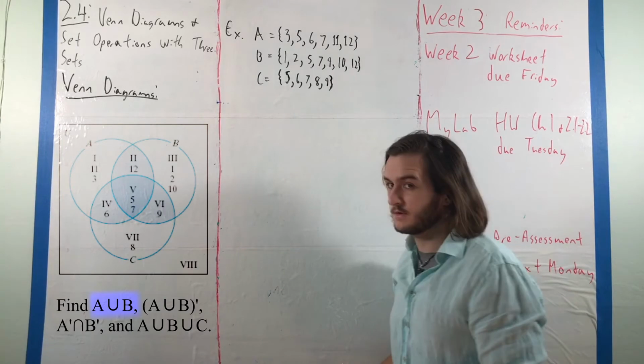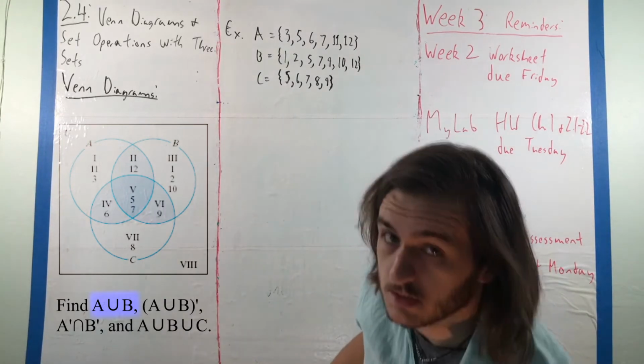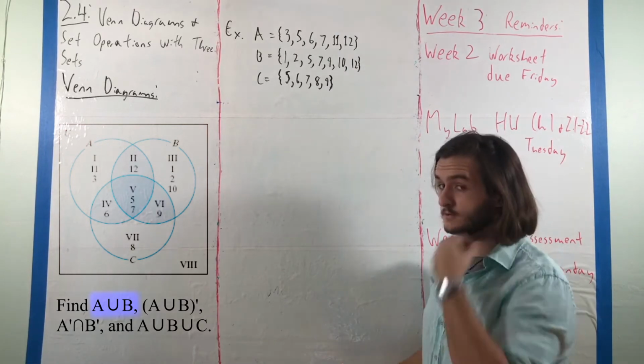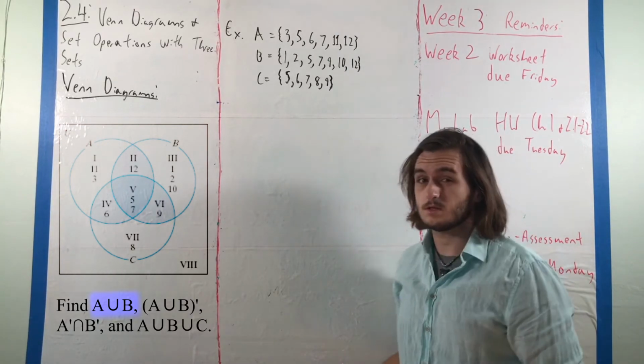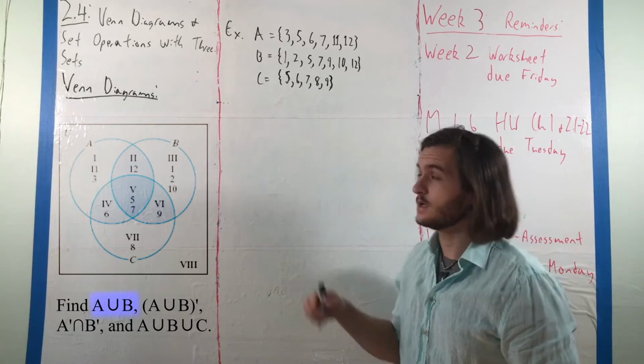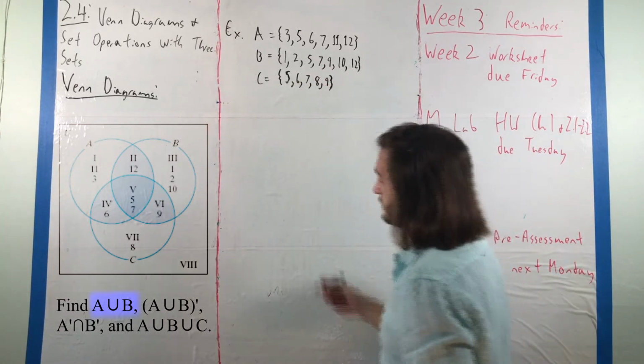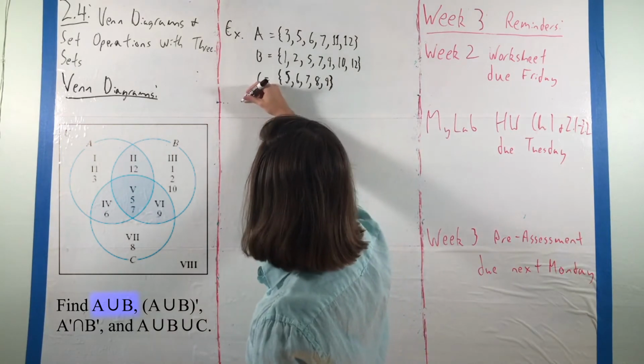That's usually the first thing I'd recommend with this kind of problem. Start out by writing out what each of your sets is in terms of roster notation. It's usually easier to talk about these set operations if you know exactly what you're looking at. So, now that we have our pieces, we can start putting them together.